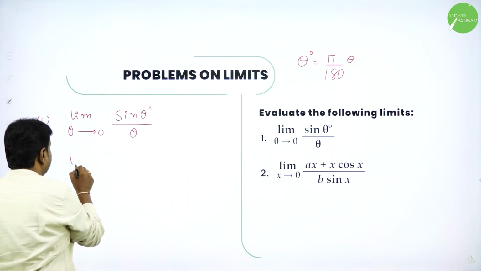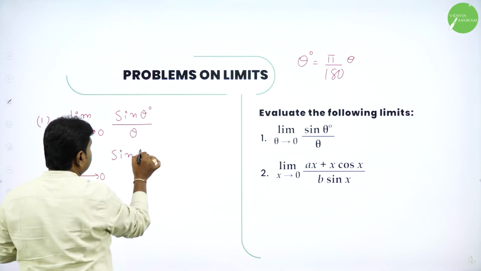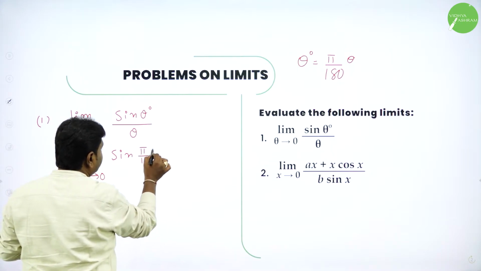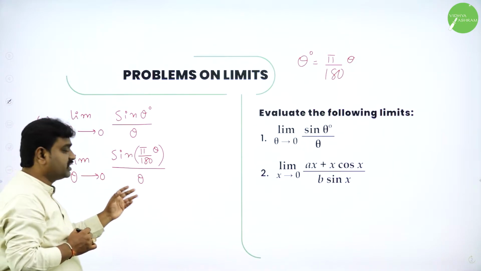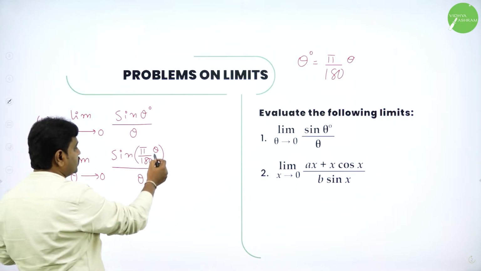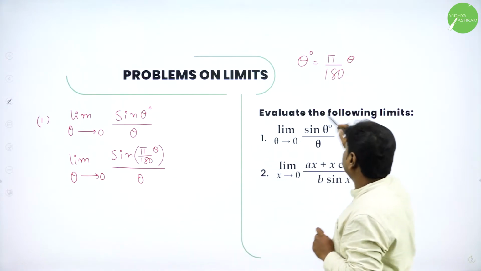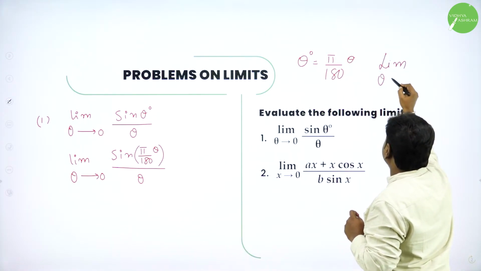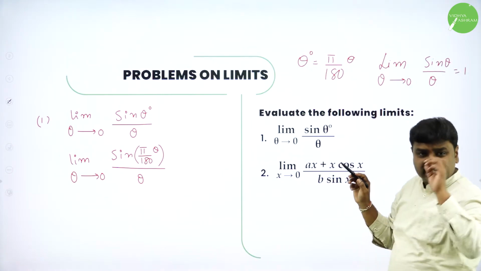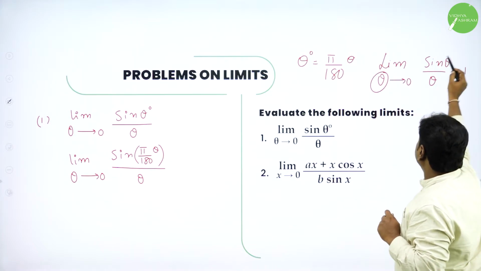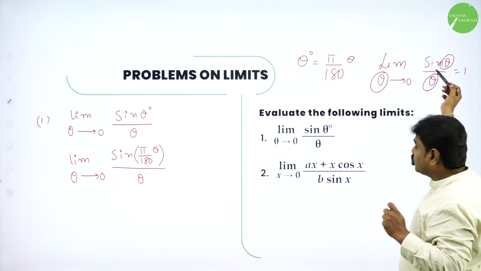So I'll write this as limit theta tends to 0 sin theta degree. What is theta degree? Theta degree is pi by 180 times theta divided by theta. So now the problem is in the form limit theta tends to 0 sin theta by theta, and here we have constant. So you know theorem, we have learned theorem. In the theorem we have learned that limit theta tends to 0 sin theta by theta is what? 1. The meaning of this is simple and interesting. This and this should be same, then answer is 1. So inside sine whatever we have should be the denominator.